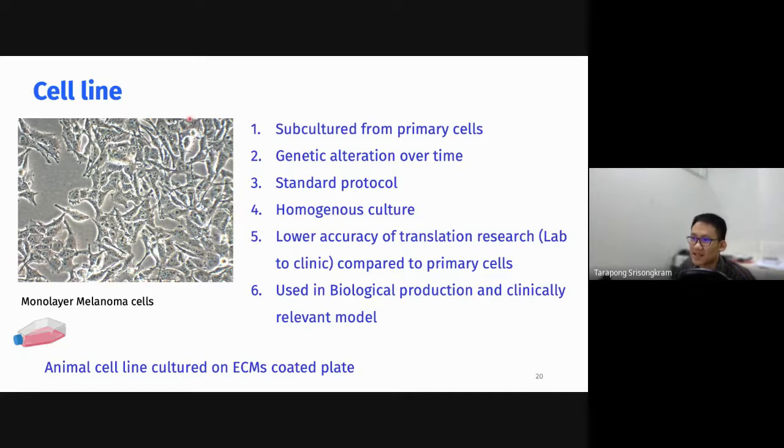However, because this cell line has been subcultured from the primary cell culture, and if you subculture the cells the genetics may be different, it provides lower accuracy in translating research results from the laboratory to the clinic compared to the primary cells. You understand this? It means that the primary cells, as I mentioned, have genetics similar to the animal cells in the living body. But for the cell line, we subculture the cells from the primary cells, and if we grow them more and more, we need to subculture more and more.